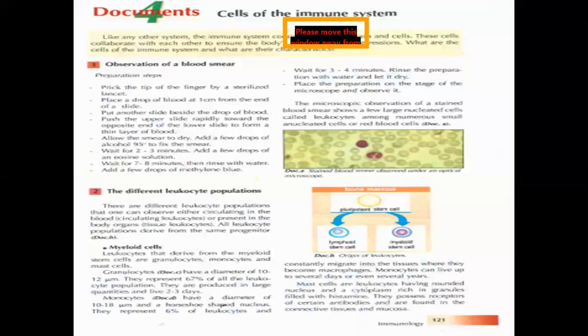So in this document 4, we are talking about the immune system. As you know, every system inside our body consists of organs and cells. These cells work together to defend the body against any invasion by microbes, bacteria, viruses, and others. So what are the cells of the immune system and what are their characteristics?